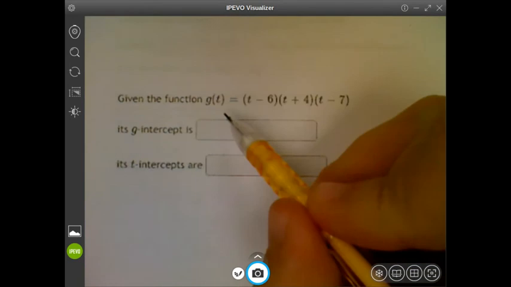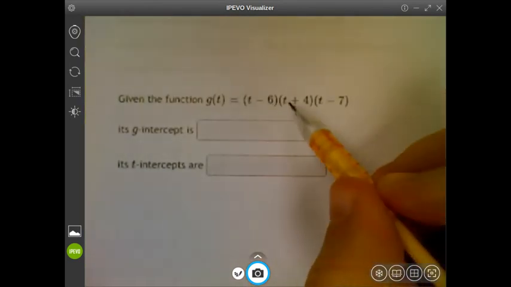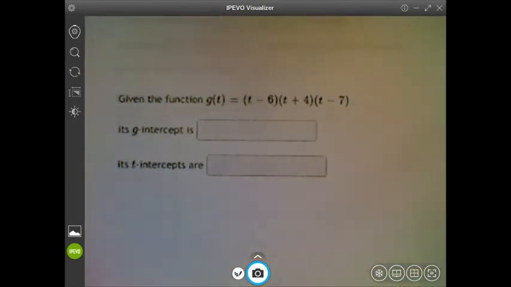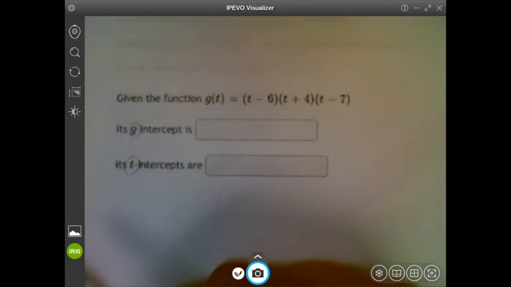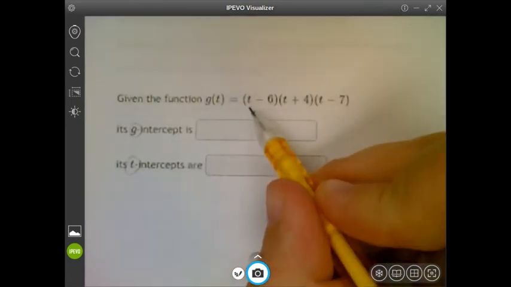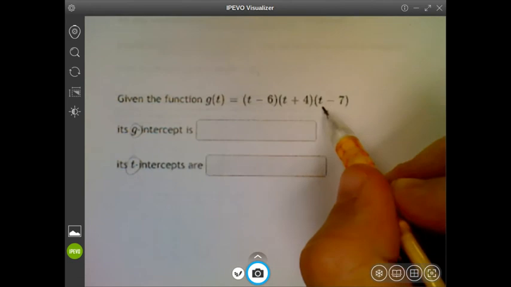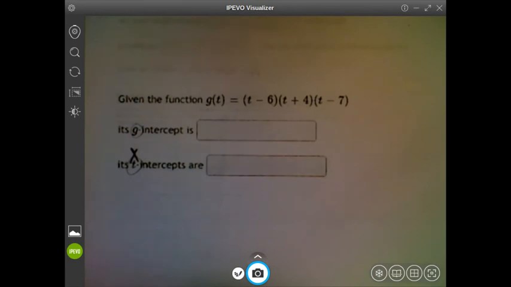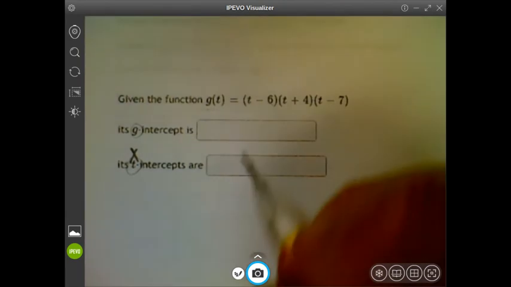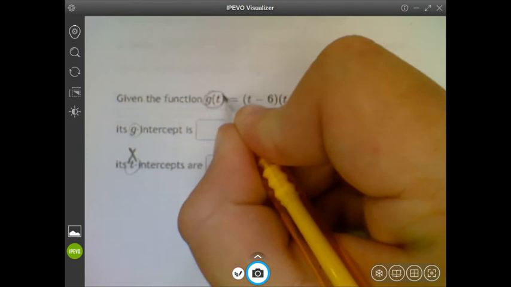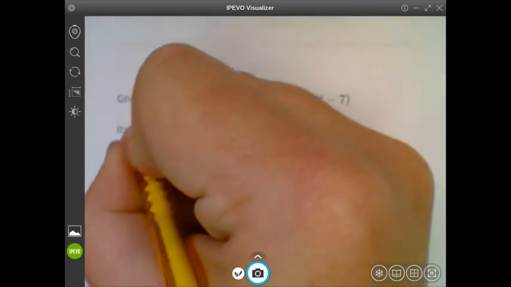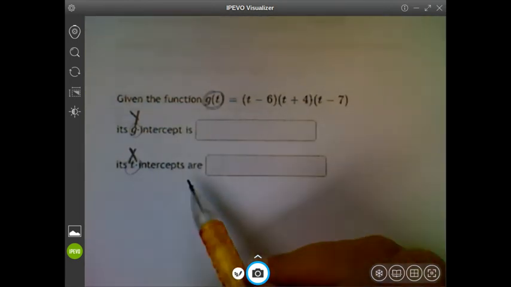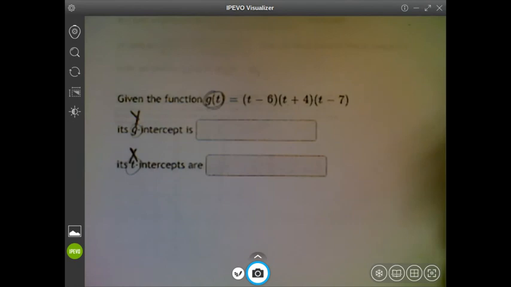All right, so given the function g of t equals t minus 6 times t plus 4 times t minus 7, the g-intercept is blank and the t-intercepts are blank. This is a little bit more complicated because of the g and t. If you think about it though, the t is in place of the x. So if you need to label this as x-intercepts so you know what you're looking for, please do that. The g-intercept is what is replacing the y in the equation. The first piece of this is asking for the y-intercept. The second piece is asking for the x-intercepts.